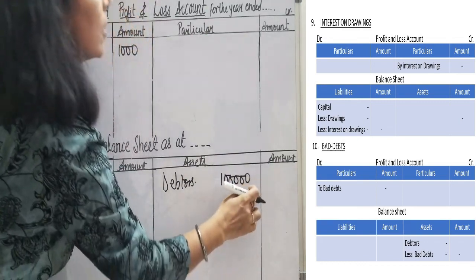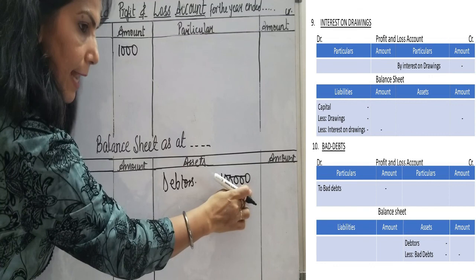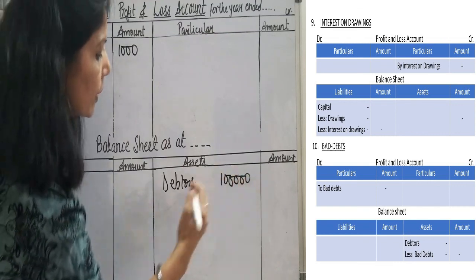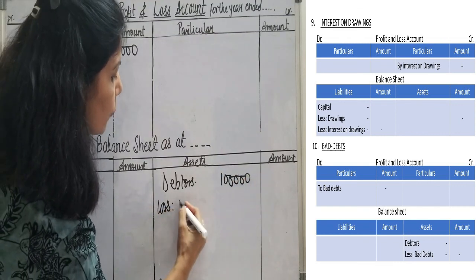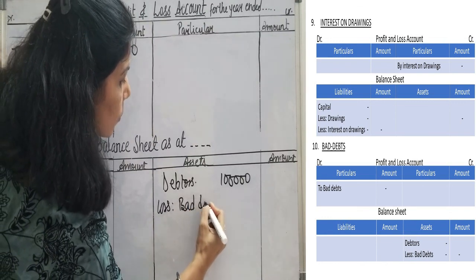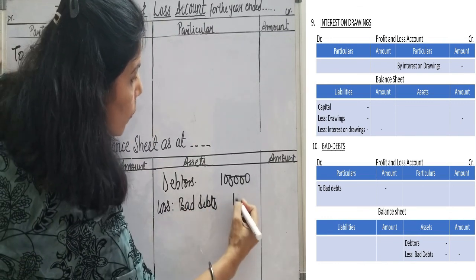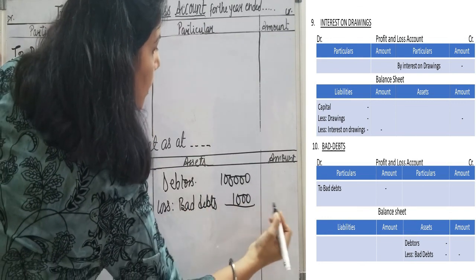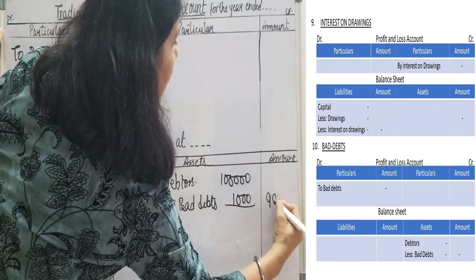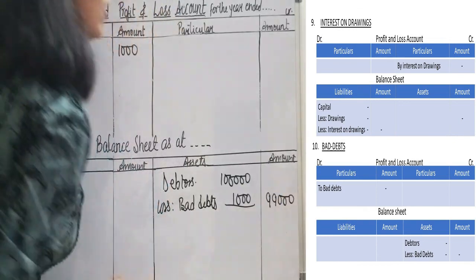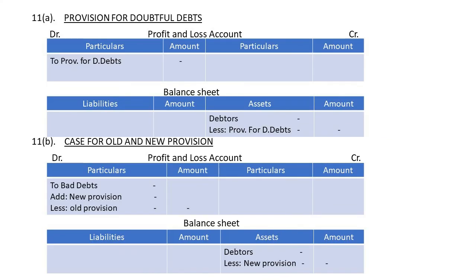So debtors were shown at rupees 1 lakh in the trial balance. From this 1 lakh, we will deduct the amount of bad debts. Okay. So the amount of bad debts is 1,000. So the net amount of debtors is 99,000. Okay. The next is provision for doubtful debts.